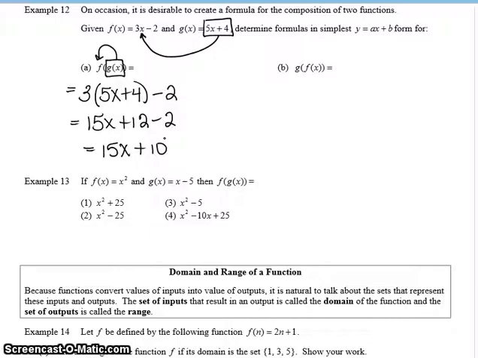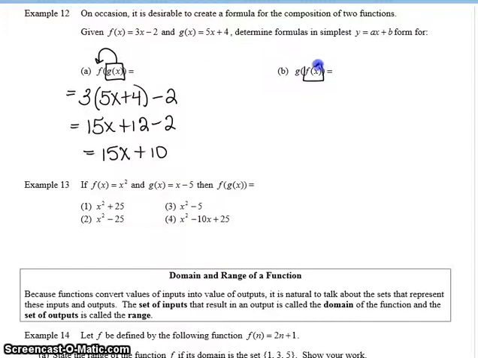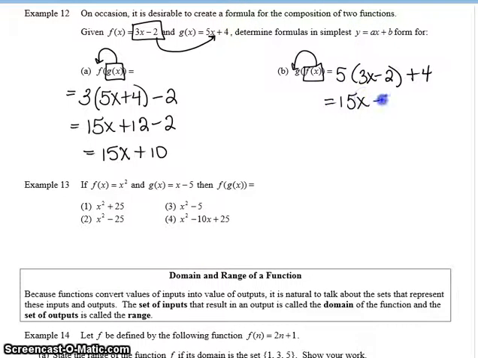So there's the formula. What this does is this is saying rather than doing 2 steps, you plug it into the formula and you get your final answer. Okay, now this one's saying take the f function and plug it in the g. So here's my f. I plug it into the g. So this becomes 5 times the whole f function, which is 3x minus 2. And then don't forget the plus 4 over here on the g function. So now I distribute, and I'm going to get 15x minus 10 plus 4. I combine like terms, and I'm going to get 15x minus 6.